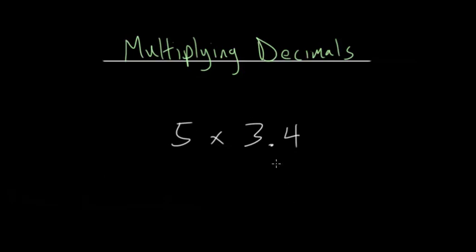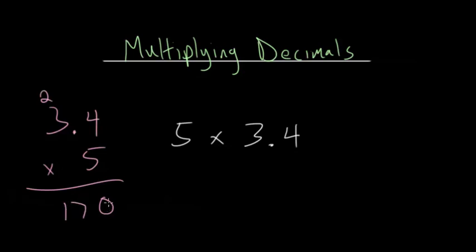this certain process. So the process: we're just going to line up 3.4 times 5 and multiply as normal, and we're going to ignore the decimal when we start. And then at the end, we will count up how many decimals we had in our product and just add that amount of decimals to our final answer. So we'll just multiply this normally. 5 times 4 is 20, so you put a 0 there, put the 2 up here. 5 times 3 is 15, plus 2 gives you 17.